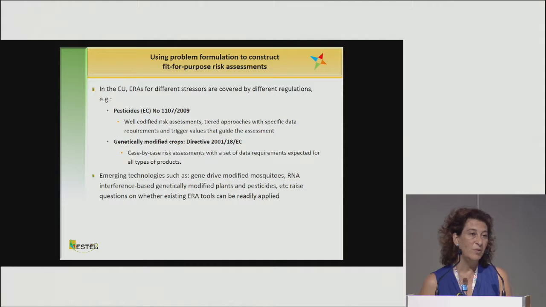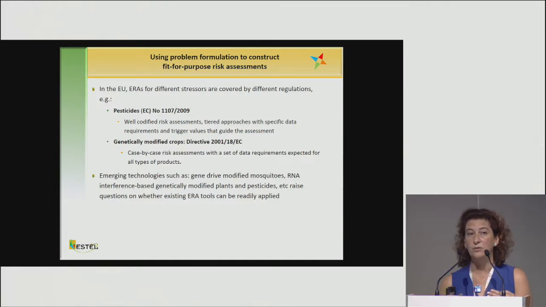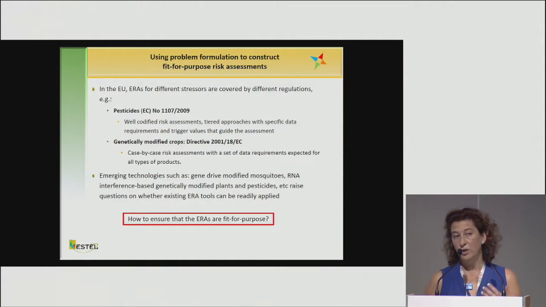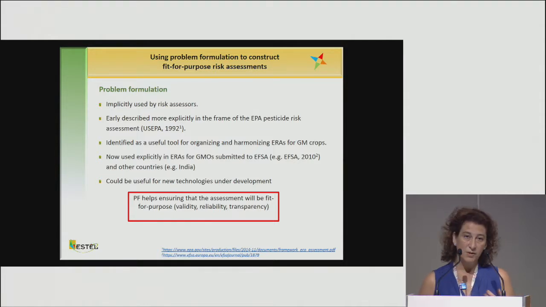And now we have these emerging technologies that are coming through, where the challenge at the moment is to see whether we can apply these technologies or whether we need to do something different for the environmental risk assessment. So what we are after is always to ensure that whatever risk assessment we do is going to be fit for purpose. So one of the tools that has been identified as potentially useful for these risk assessments that are more open-ended is the problem formulation.